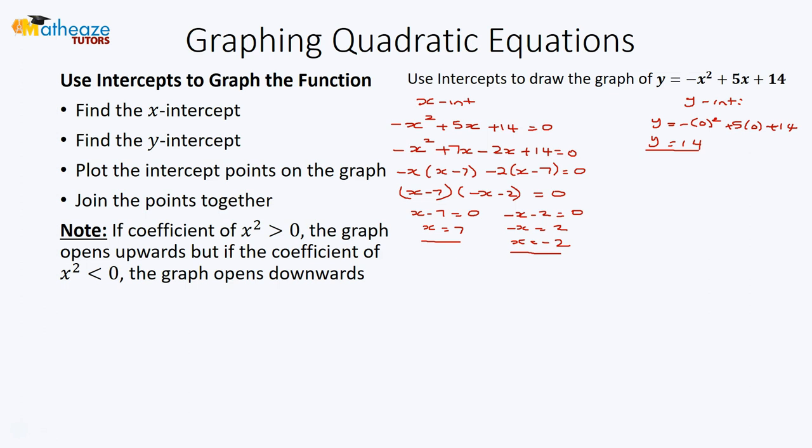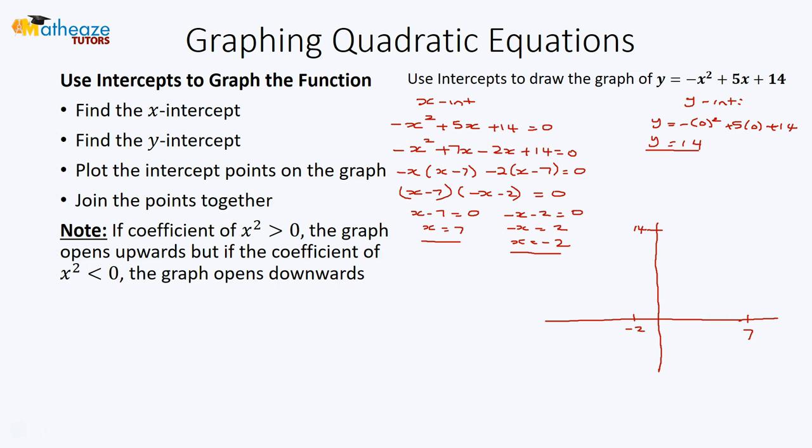Now we're going to try to join these points together. So let's plot these points on the graph. So x equal to negative 2, x equal to 7, and y equal to 14. So now we're going to plot these graphs. We're going to join these points together to plot the graph.